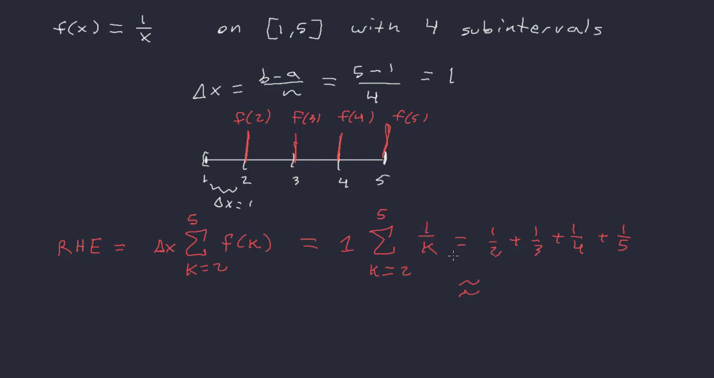All right, so this is about 1.283 repeating. Just the 3 is repeating. That should just be an equal. So that's also 77 over 60 if you wanted to have it as an actual fraction. Okay, so there is the right-handed estimate.